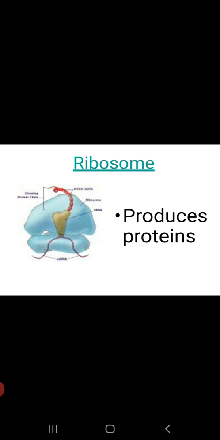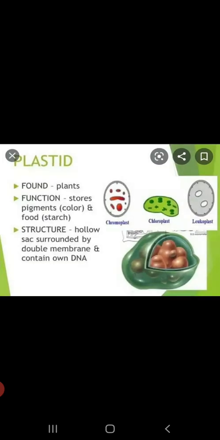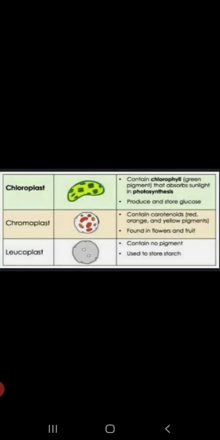And then the next cell organelle which we have is plastids, children. Plastids are only found in plant cells. The reason they are found only in plant cells is that the main function that they have is to store pigments and food for the plants. It is a hollow sac-like structure surrounded by a double membrane. One of the unique features plastids have is that they have their own DNA. Now plastids are of three types, children. That is chloroplast, chromoplast and leucoplast.